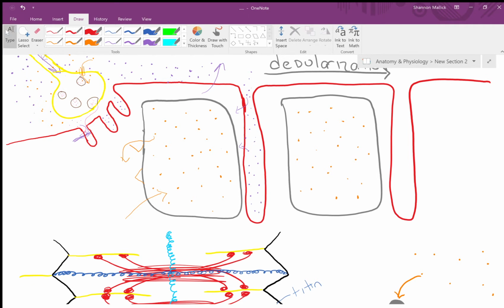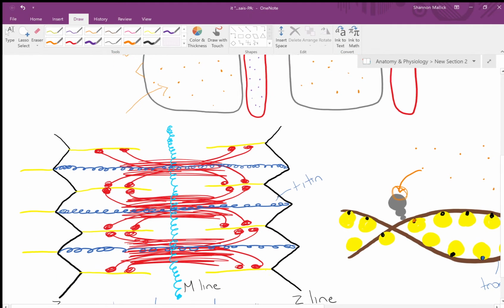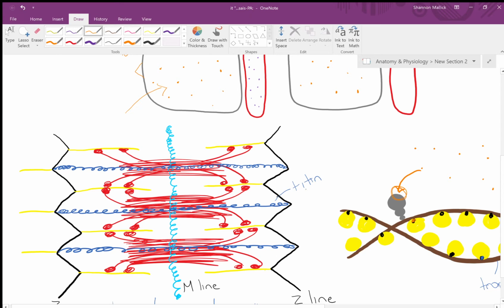And the calcium is no longer bound to the troponin here, which means that the tropomyosin goes back to covering up the myosin binding sites. So myosin can no longer bind to actin, and the sarcomere is going to lengthen back to its original shape because the titin here is going to want to pull the Z lines back to where their original position is. And that is your basic steps of muscle contraction.